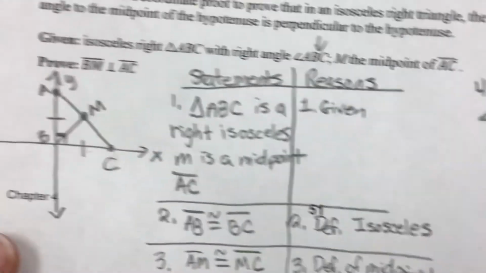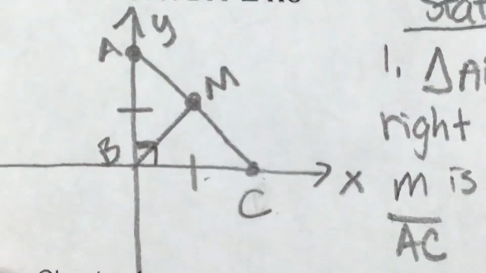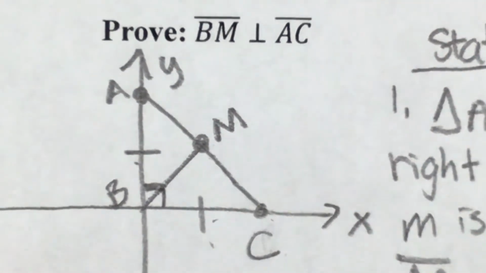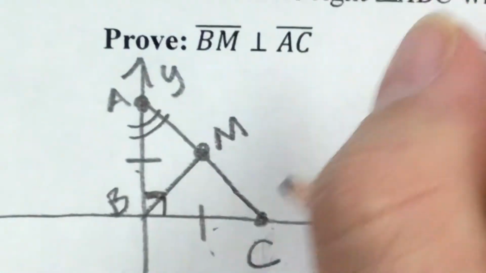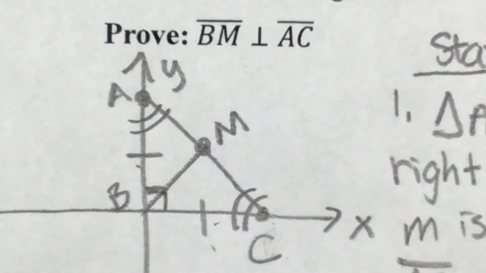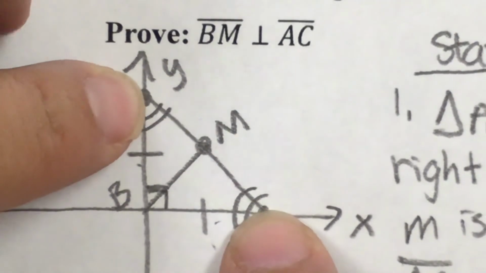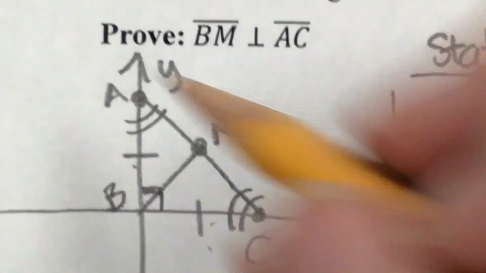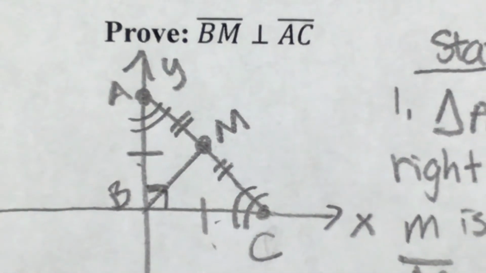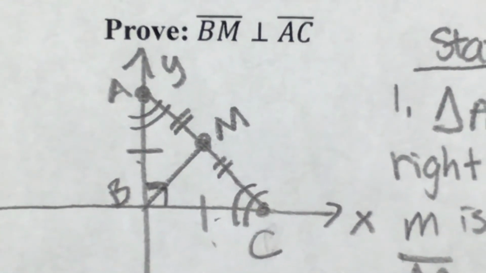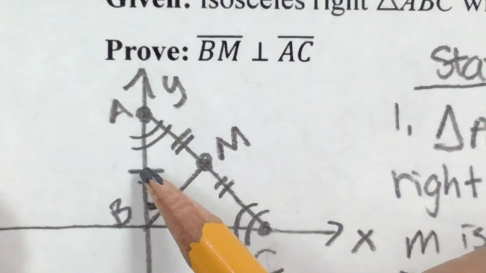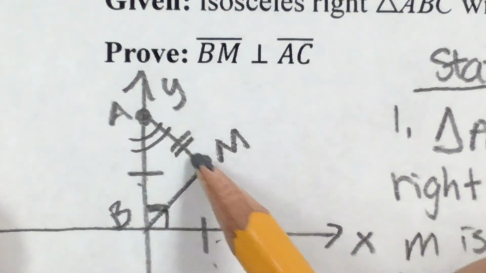I'm going to draw that information in my diagram. Okay, so it was given. I just said that these base angles are equal to each other because they're base angles of an isosceles. Because these two sides are equal, then these two angles are equal. I also said that this segment is equal to this segment because it's a midpoint. Now I have enough to prove that these two triangles right here are congruent by side, angle, side.